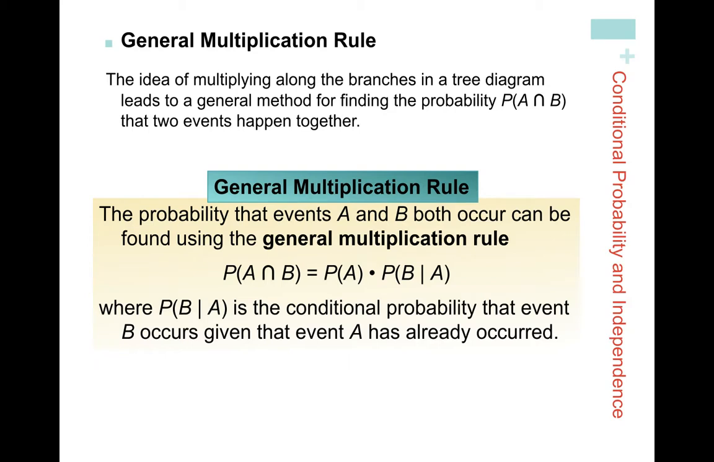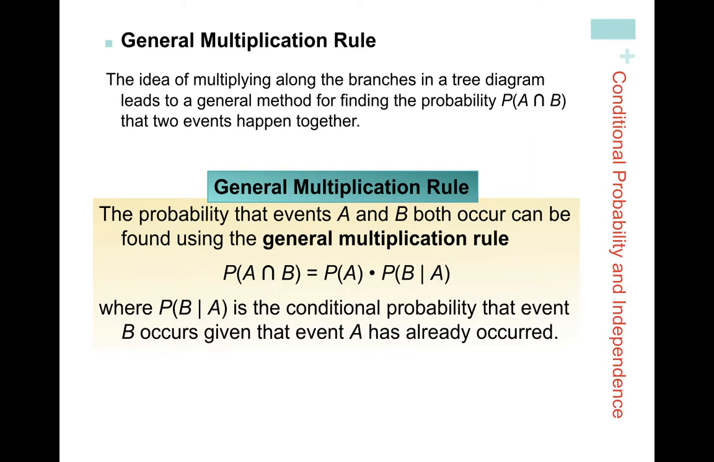If you have two events, A and B, the probability of A and B occurring, because remember this upside down symbol means intersect. So the probability of A intersect B, and in common English that we use for intersect, we use the word and, and the mathematical operation is multiplying. So the probability of A intersect B is equal to the probability of A times the probability of B given that A has already occurred.